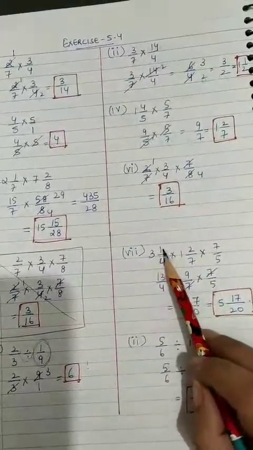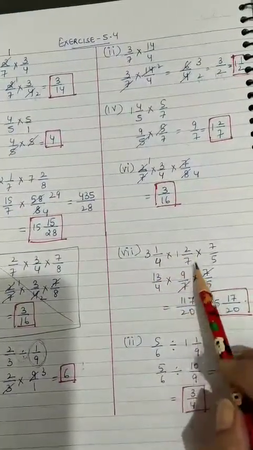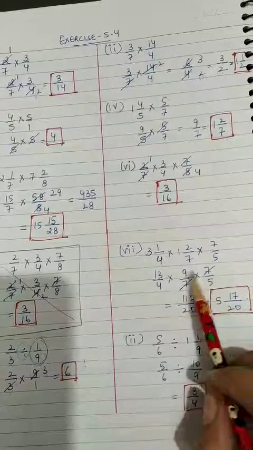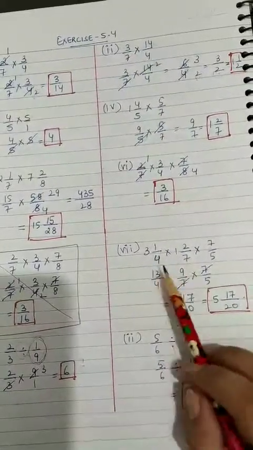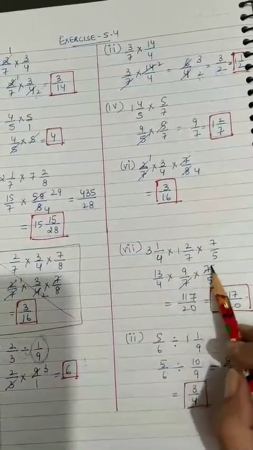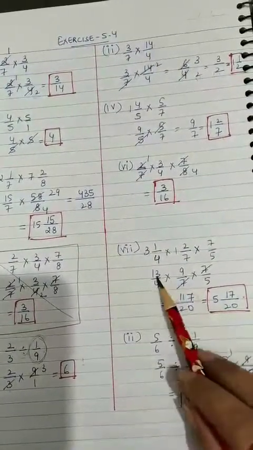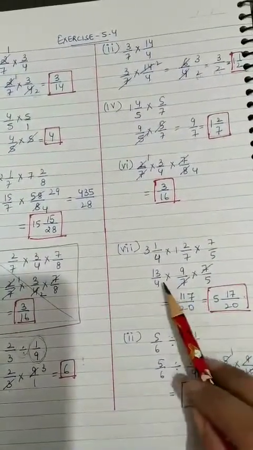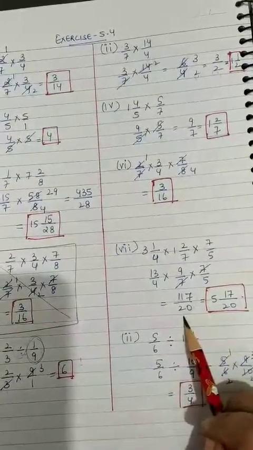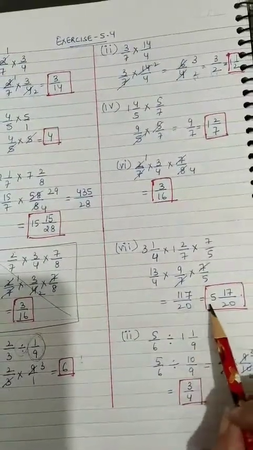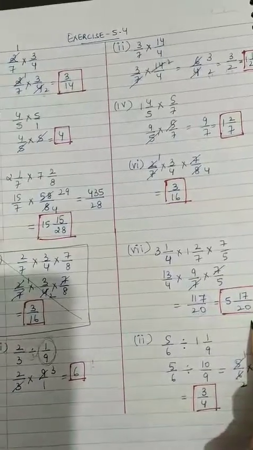Seventh part is 3 1 by 4 into 1 2 by 7 into 7 by 5. Convert all these mixed fractions into improper fractions, and you can see that 7 and 7 can be cancelled. When you multiply the terms of the numerator, you will get 117, and 4 5s are 20. Now convert them, and you will get 5 17 by 20.